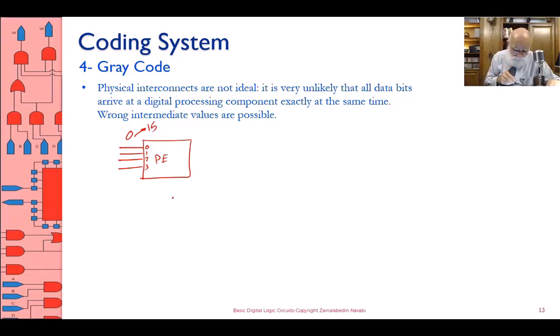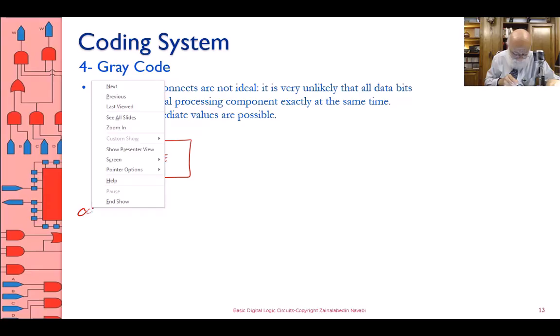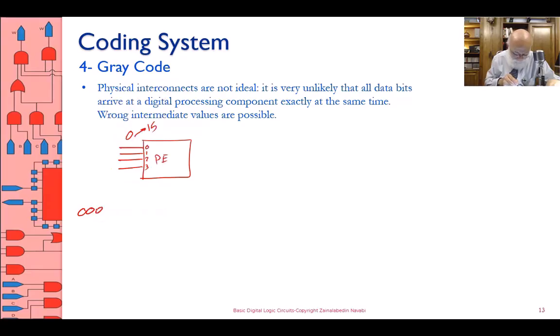Let's say for now that, like I said, the temperature is between 0 and 15. The temperature is 0, 0, 0, 0. That's number 1. And then the temperature turns to 1. Then the temperature turns to 2. At one point, the temperature turns to 0, 1, 1, 1, which is 7. And then it goes up, becomes 8. And then goes up, becomes 9.